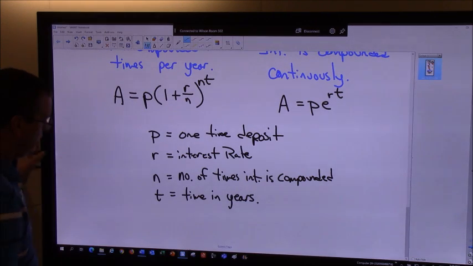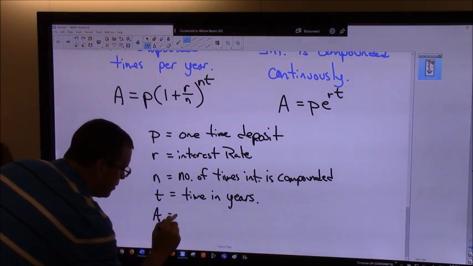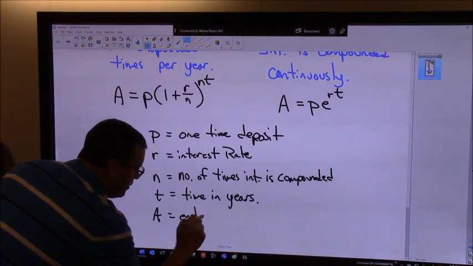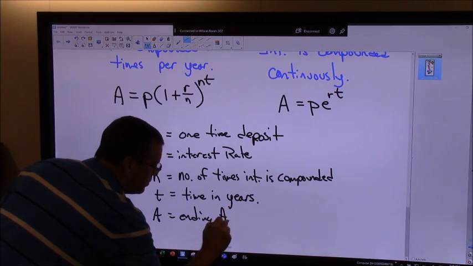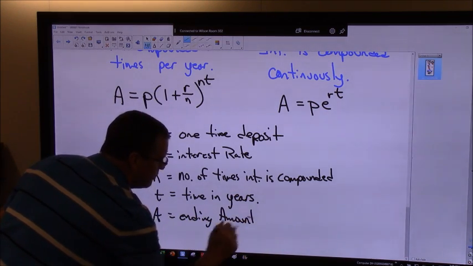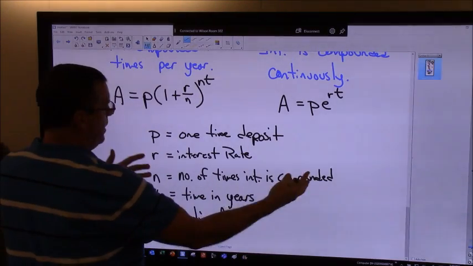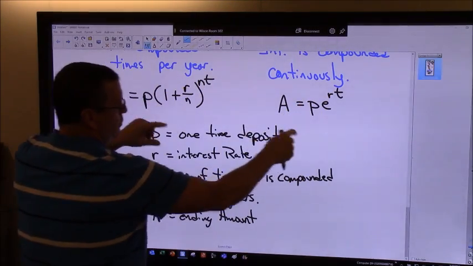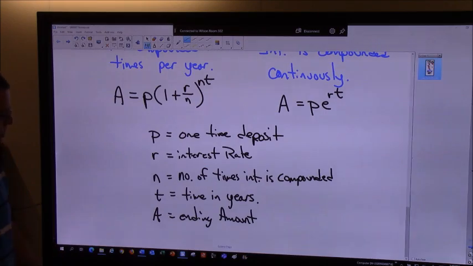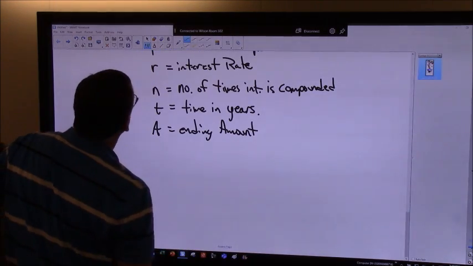And then A equals the ending amount. Okay, how much money am I going to have at the end of so many years? A is going to tell us what that is. All right, so here's a sample problem.